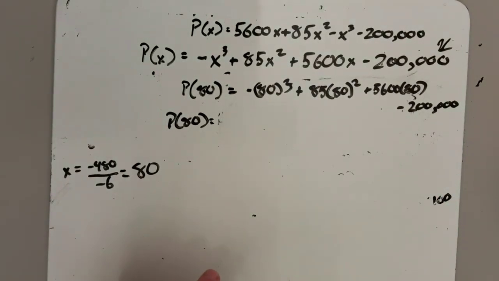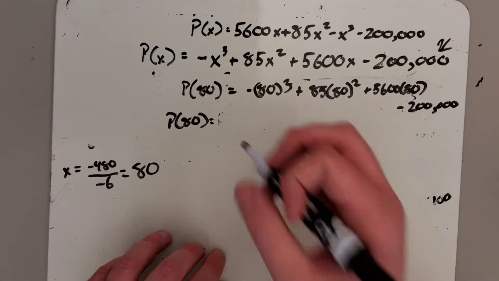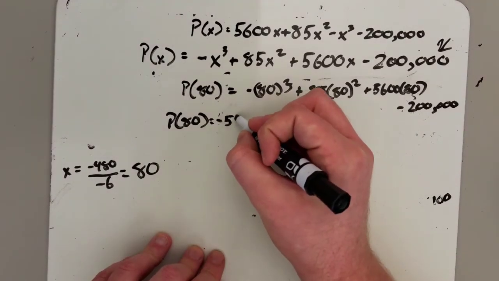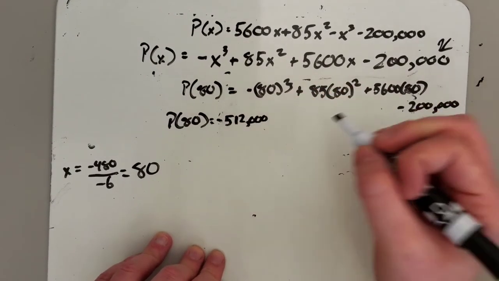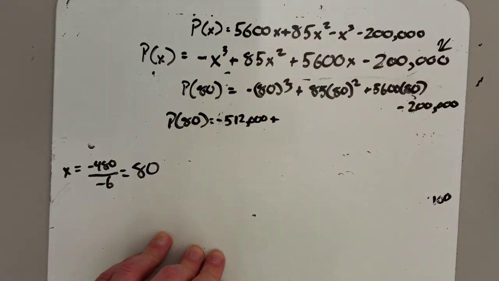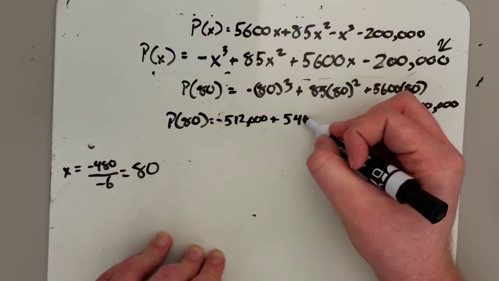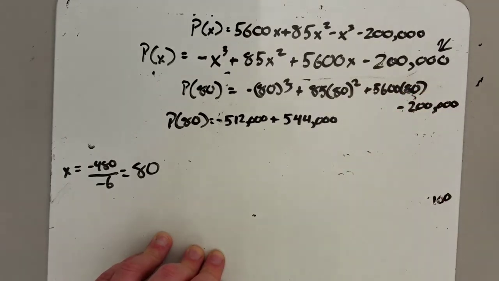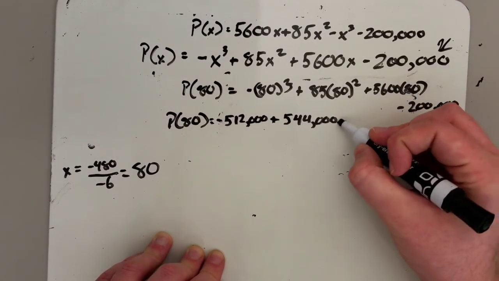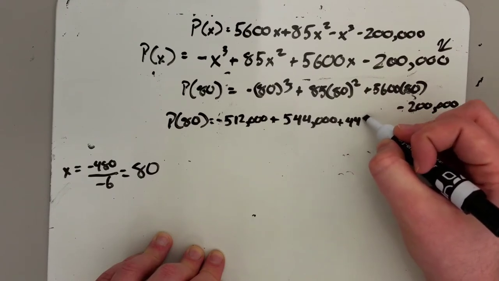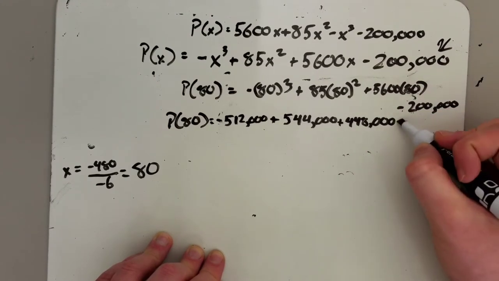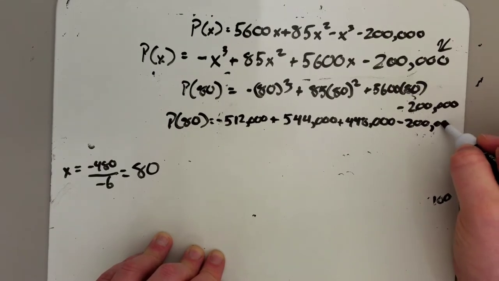Okay. So 80 to the third power equal to that. So we're going to have, wow, negative 512,000 plus we have 80 squared, I know 6,400 times 85 is going to be 544. We have 5 times 80 is going to be 448,000 minus 200,000. Okay, we're almost there, guys.